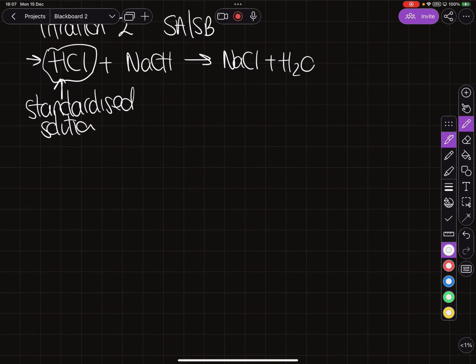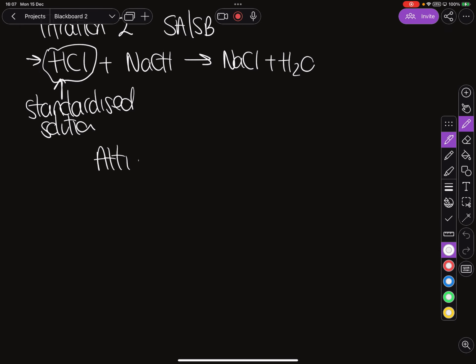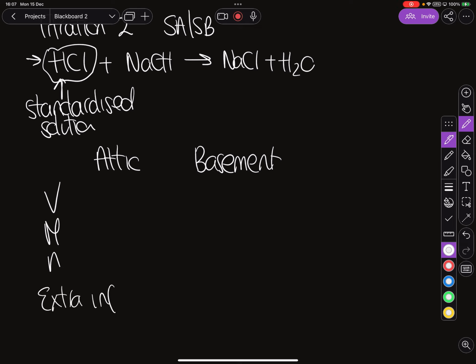So again, in a question, we go attic and basement for our sheet so that when we get to redox, you will not be confused and you'll know what's where. We're always looking for a VMN, possible extra info. Is there any other number in the question that we need to deal with? We've said that this is the weird number or the burette number. This one is the perfect number or the pipette number. And you have to work out what is what.